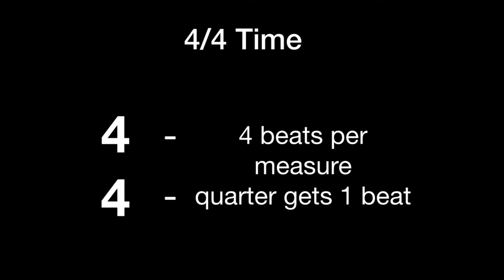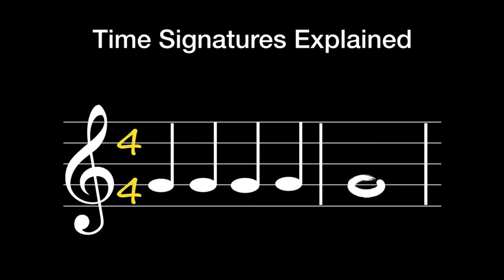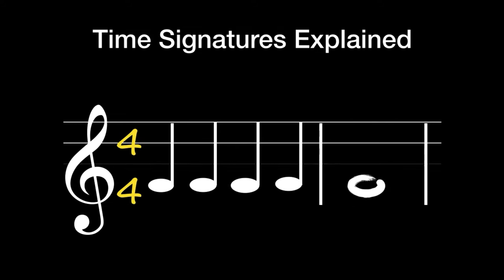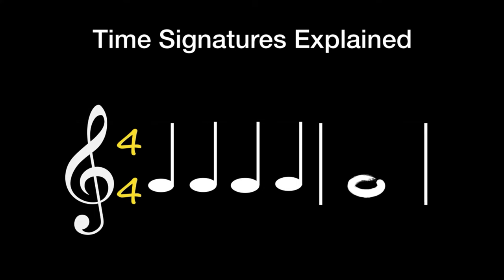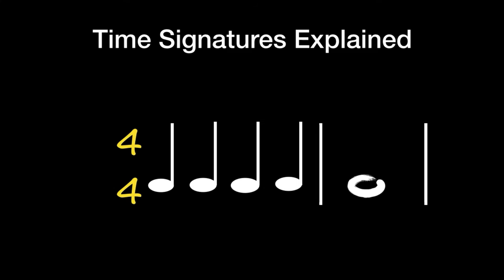So in 4-4 time, we have 4 beats per measure. So 4 beats every measure, and the quarter note gets 1 beat. That's what the 4 on the bottom means. Every time you have a time signature with a 4 on the bottom, the quarter note will get 1 beat, as we talked about just a minute ago. Looking at this rhythm in 4-4 time, you can see that we have 4 quarter notes that fit into each measure. And the measure ends where we have that bar line. And then we have a whole note that also gets 4 beats that fits into the measure.